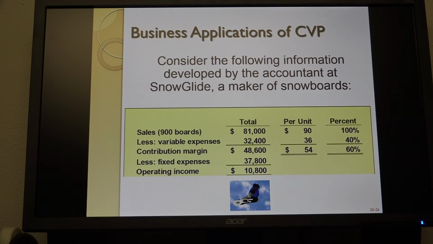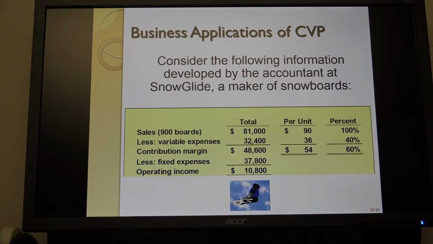So per unit, variable expenses are, you take the 32,400 and divide it by 900 boards to come up with variable cost per unit of $36. And then what's left over is your contribution margin. 81,000 minus 32,400 is a contribution margin in dollars of 48,600. In the per unit column, it's $90 per unit minus $36 variable expenses per unit. And so your contribution margin per unit is $54.